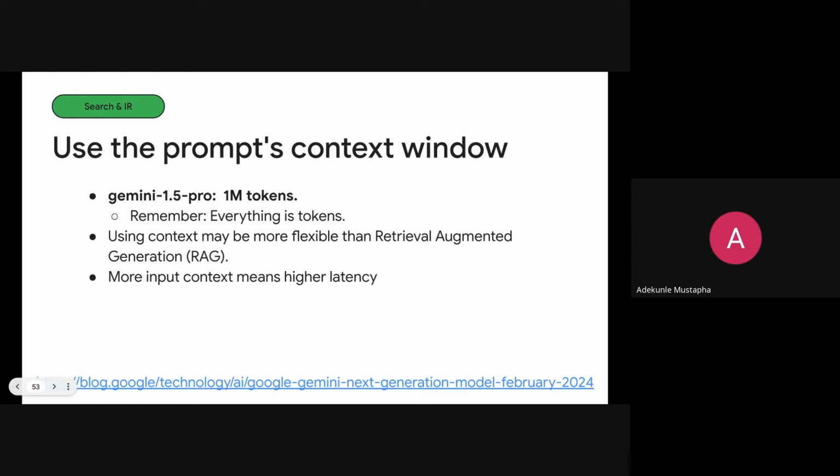And more input context also means higher latency. So the more bogus text you put in, the more latency there is in going through all the text and returning your feedback based on the text. So that's about that.